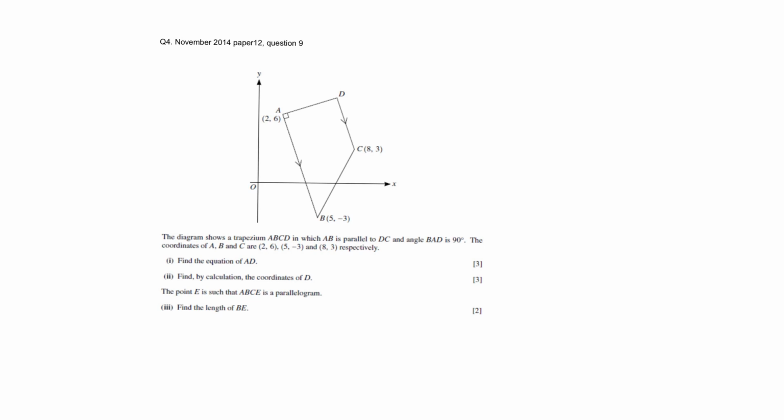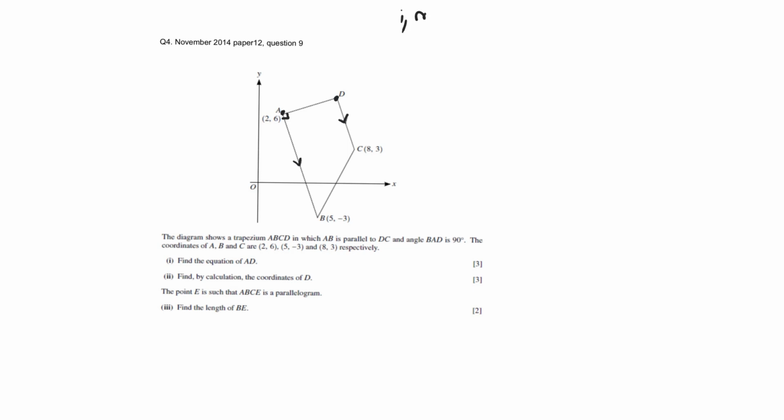In this question, a trapezium has been given to you, and line AB is parallel to DC. So we know that parallel lines have the same gradient, and angle BAD is 90 degrees. The coordinates of A, B, C are given to you as these. You need to find the equation of AD. For the equation of AD, you would require the gradient of AD and a point. So AD is perpendicular to AB, right?